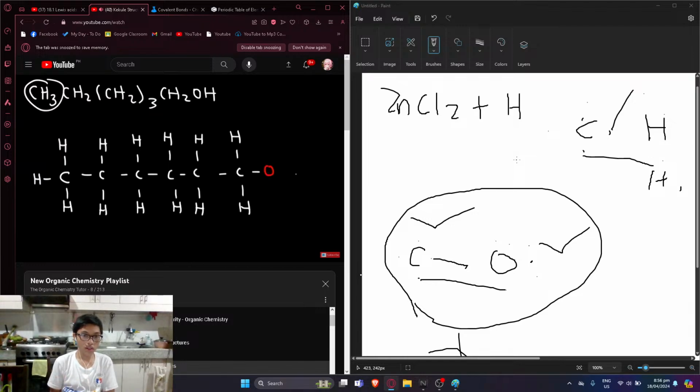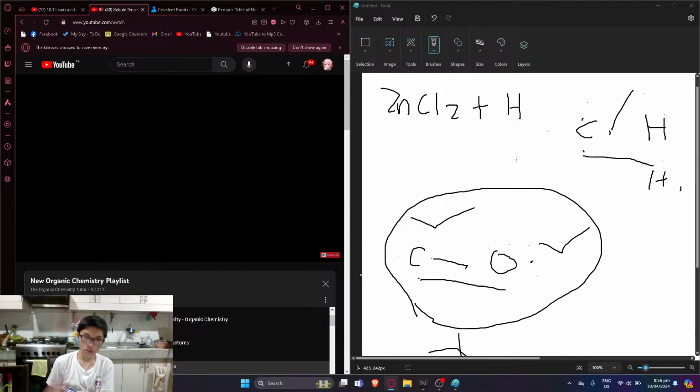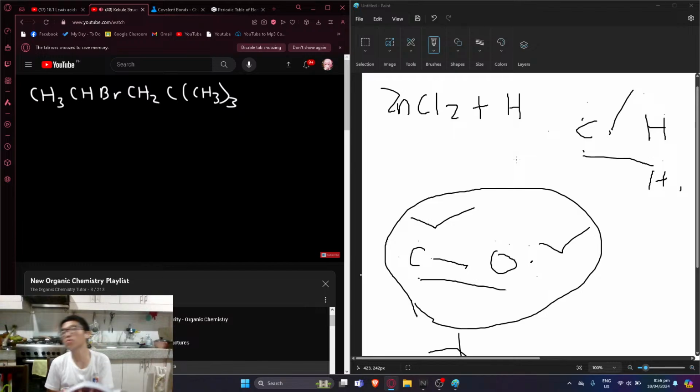O and H. And so this is how you write the Kekule structure of this particular condensed structure. Here's another example that you can work on. Draw the Kekule structure of CH3, CH, Br, CH2, C, CH3 times 3. Take a minute and work on that example.